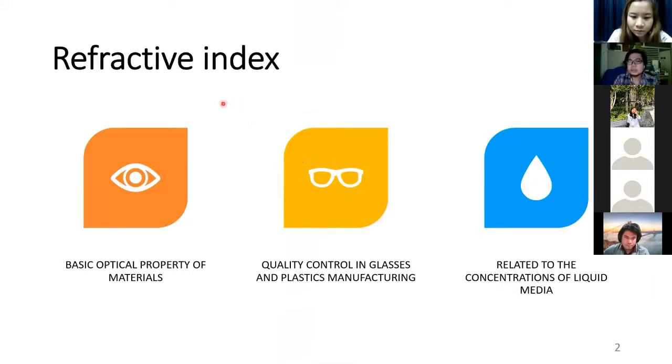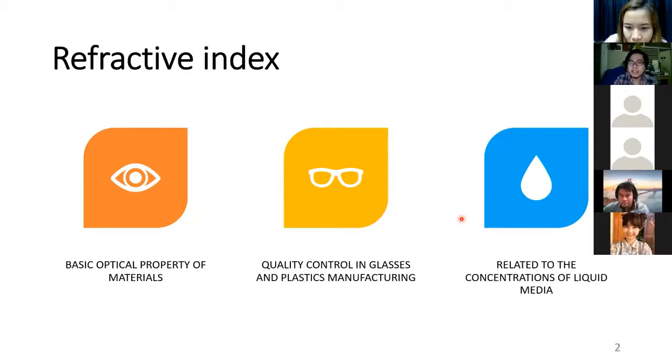First, I would like to talk about the refractive index. The refractive index is a basic property of material. It plays an important role in many industries. Its accurate measurement is often needed, such as in film technology and quality control in glass and plastic. And recently, it was reported that the refractive index can relate to the concentration of liquid media, such as sugar in water. There are many technologies to detect the solution concentration.